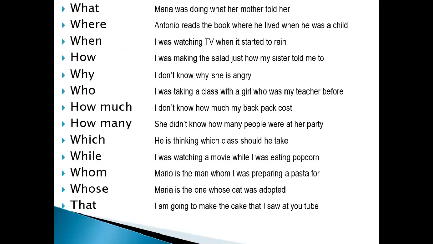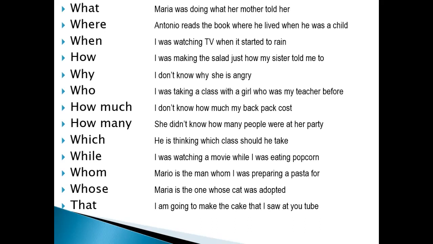What? Maria was doing what her mother told her. Where? Antonio reads the book where he lived when he was a child. When? I was watching TV when it started to rain. How? I was making the salad just how my sister told me. Why? I don't know why she's angry. Who? I was taking a class with a girl who was my teacher before.